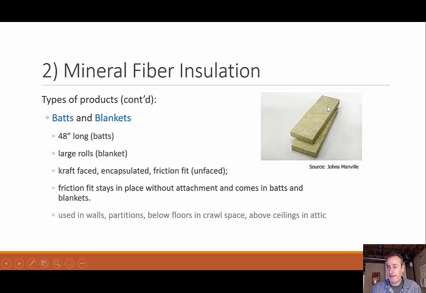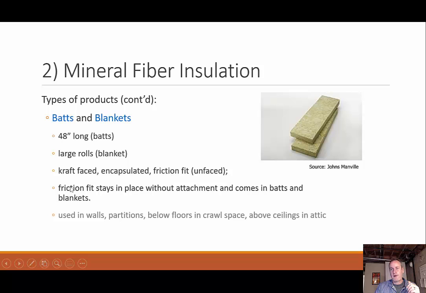And some of these can be faced and some are not faced. If it is a friction fit, that means it doesn't necessarily need to be faced. So what does friction fit mean? That means that I could take this fiber and put it in between my studs, and it fits close enough where it will not come back out. That's a friction fit.